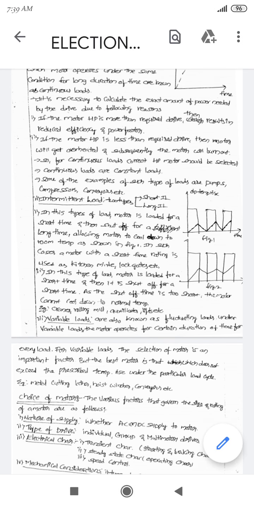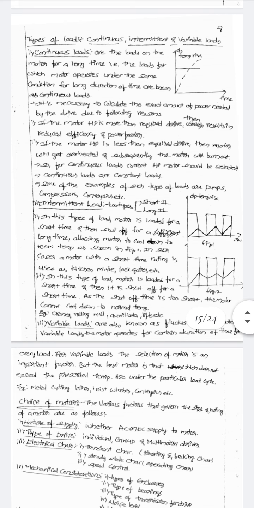What is the main purpose of continuous loads? It is necessary to calculate the exact amount of power needed by the drive, due to the following reasons. The first reason is that if the motor is larger than the required drive, the result is reduced efficiency and power factor.